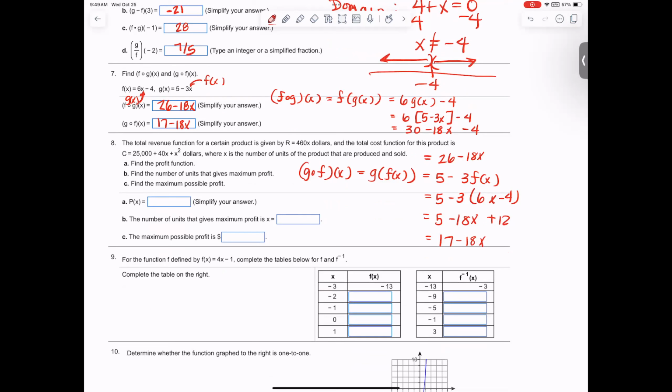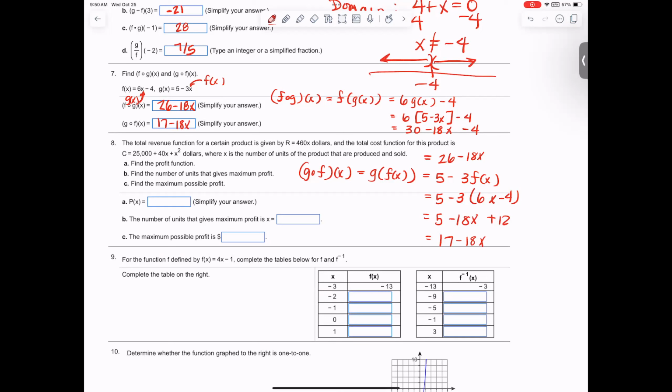Total revenue function for a certain product is given by R equals 460x dollars. And the total cost function for this product is C equals 25,000 plus 40x plus x squared dollars, where x is the number of units of the product that are produced and sold. Find the profit function. Well, the profit function is what?